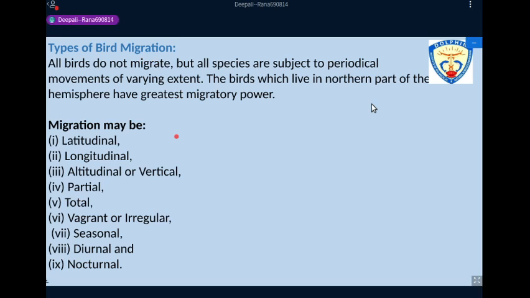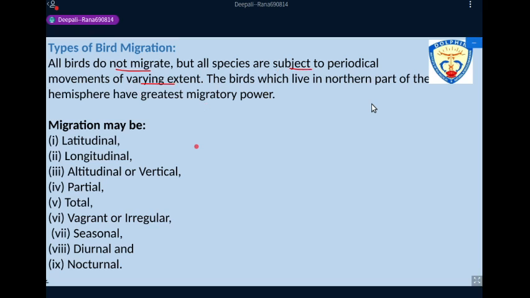Then we come up to the next topic, that is the types of bird migration. And all birds do not migrate. Okay, so there are certain species present in the world that are subject to periodical movements of varying extent.